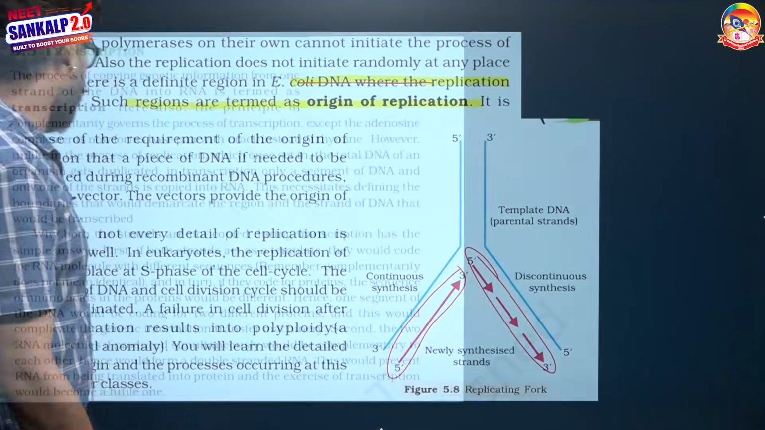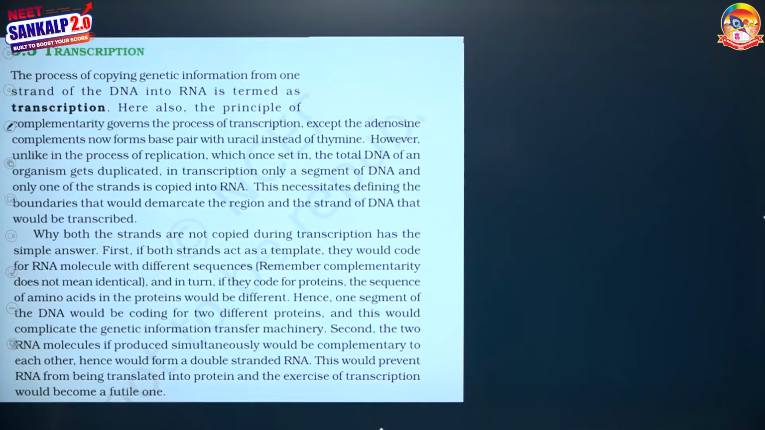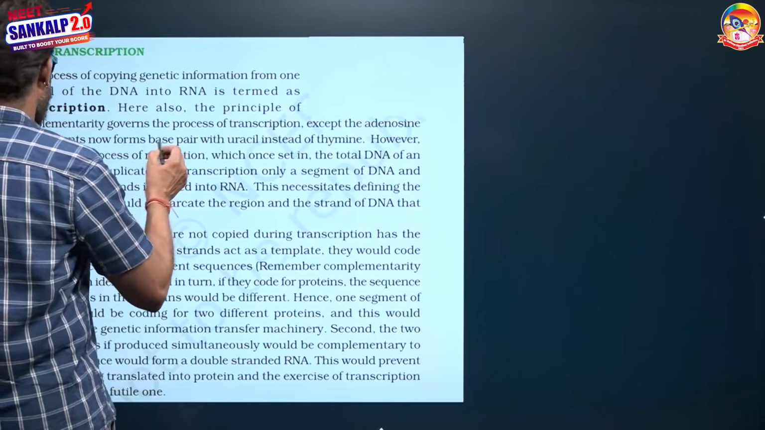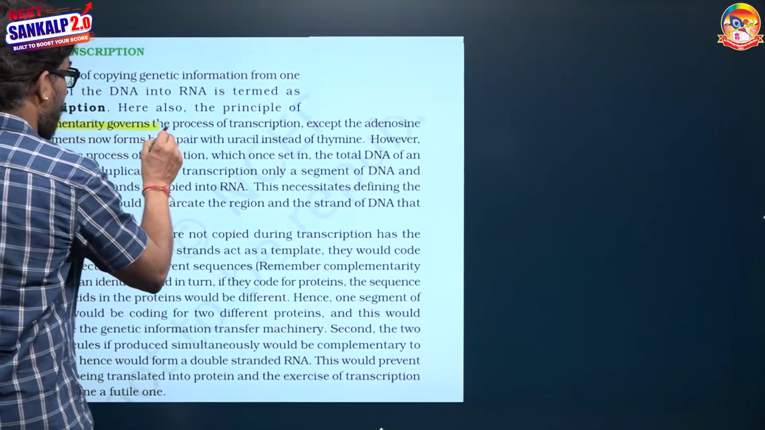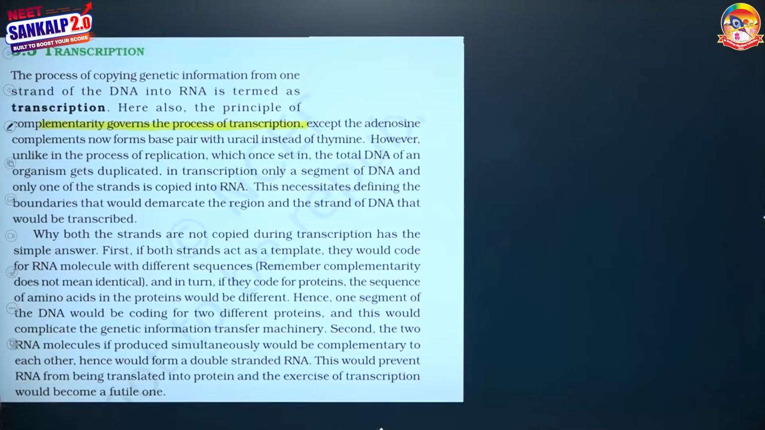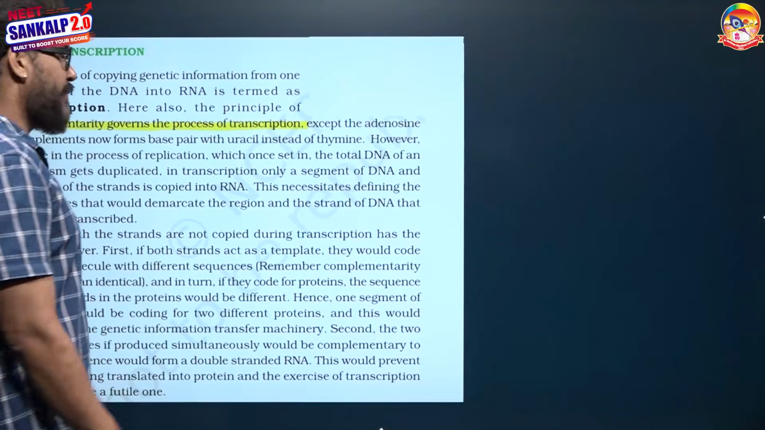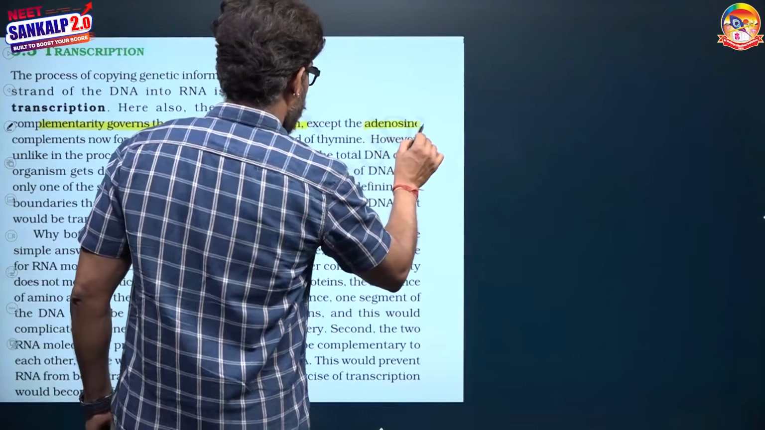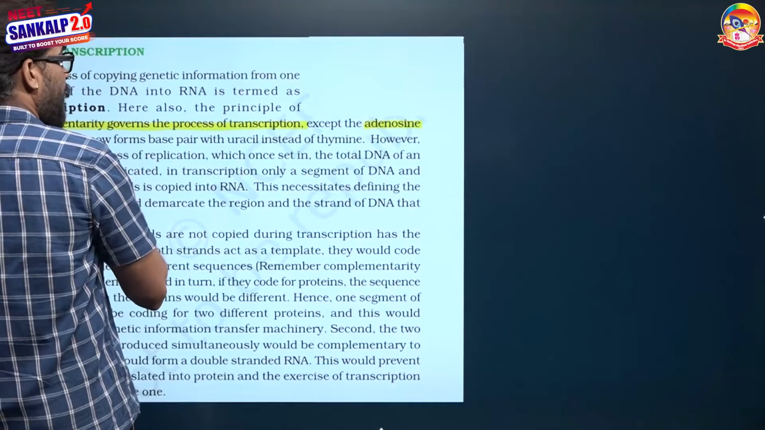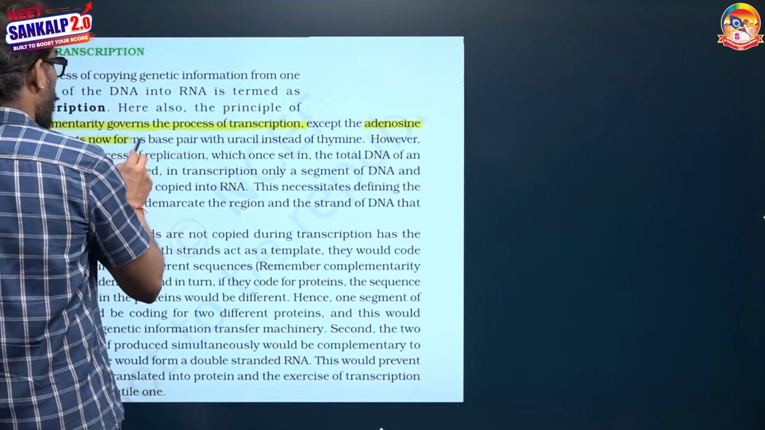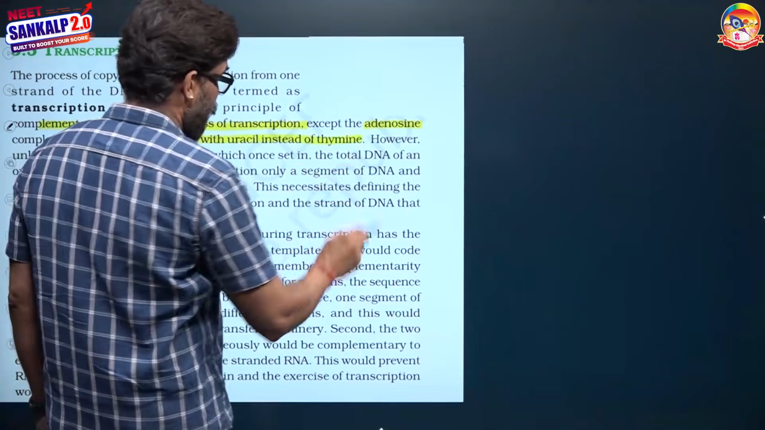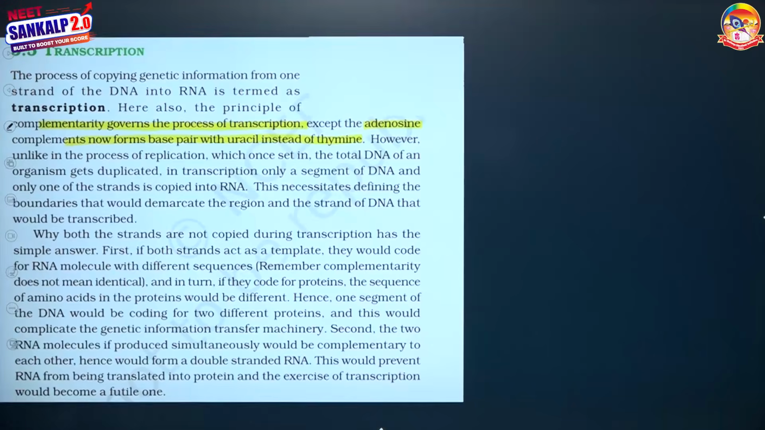Then transcription. The process of copying genetic material from the strands of the DNA into RNA is known as transcription. Here also the rule of base complementarity governs the process. It is like replication, the only difference being that adenine now forms a base pair with uracil instead of thymine. This is the only difference.